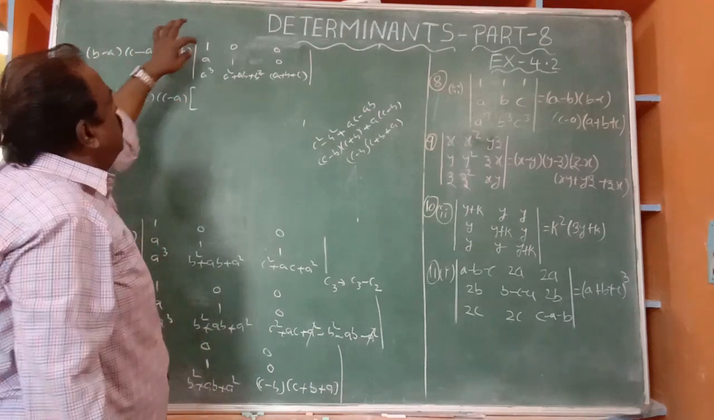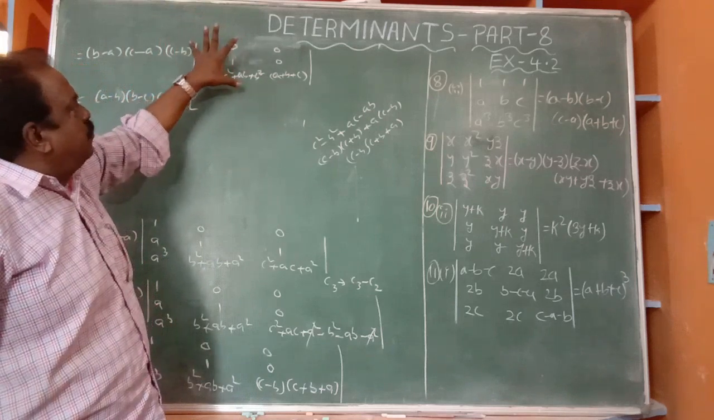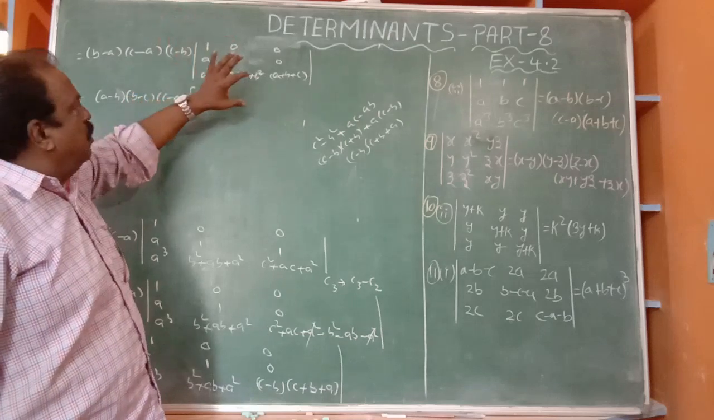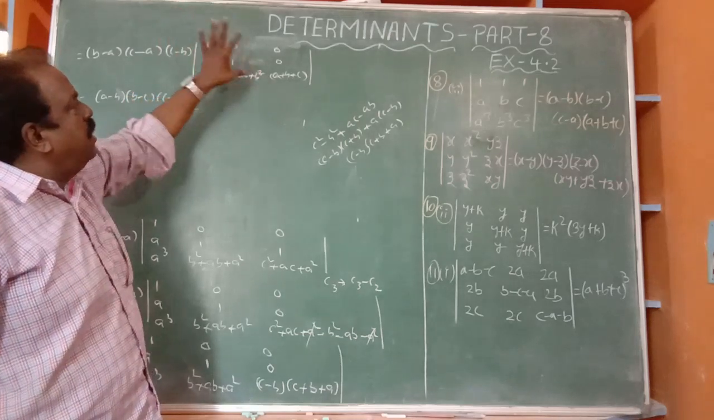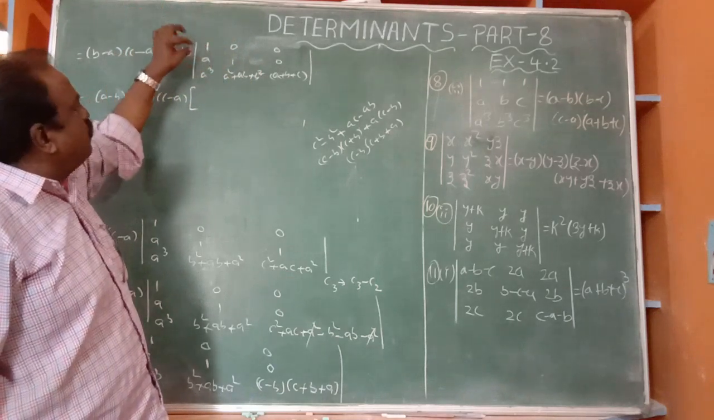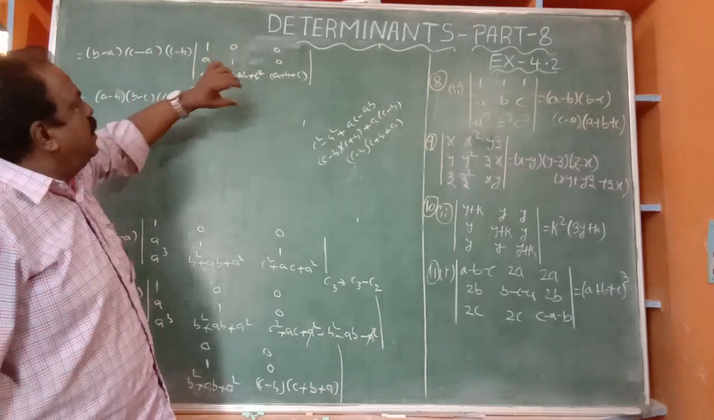And now here it is the last step of the determinant. Up to this one we can calculate. Next it is not possible. There is no property to apply after this one, so we have to expand here only. In the first row we can expand the determinant.